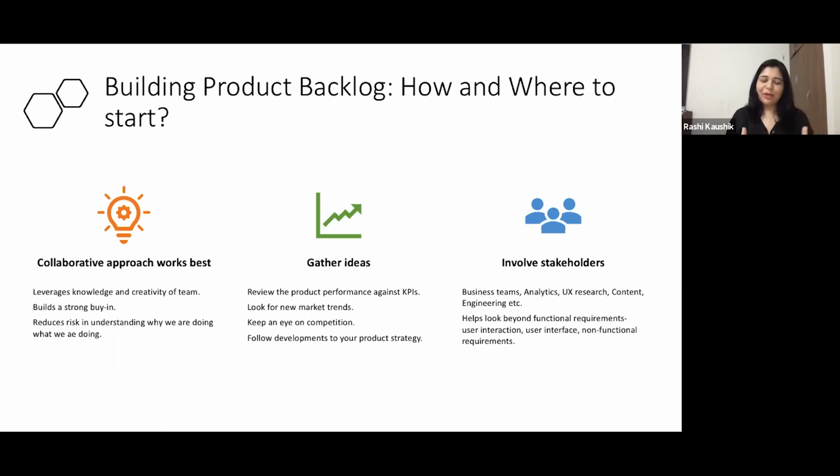The next most important thing is keeping a close eye on competition. The first thing you need to do is identify all your competitors and then study them thoroughly. Reviewing their products will tell you if what you are building in your product is sufficiently differentiated or not. Last but not the least, follow developments at your own company.